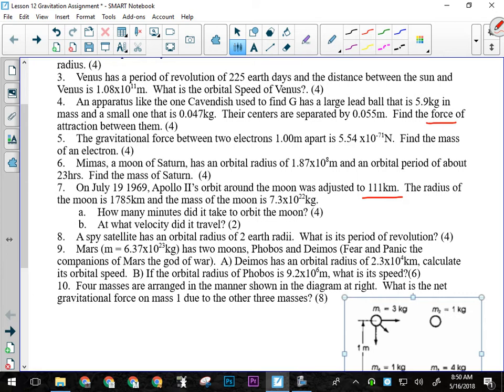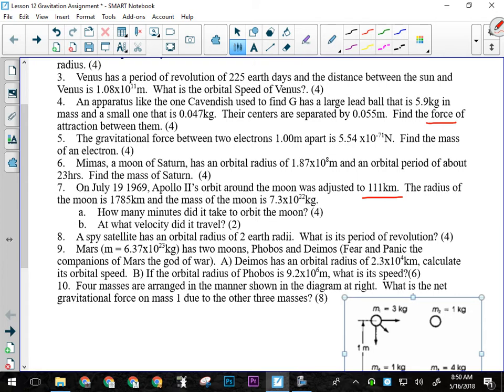Then it tells us the radius of the moon is 1,785 kilometers. That's in there, but sometimes people don't really notice it. They give us the moon's mass as well. We're looking for how many minutes it takes to orbit the moon. Make sure you give it in minutes. The question is asking for minutes. You might calculate this in seconds, but they want it in minutes. So with the 4 pi squared formula, it always calculates the period in seconds.